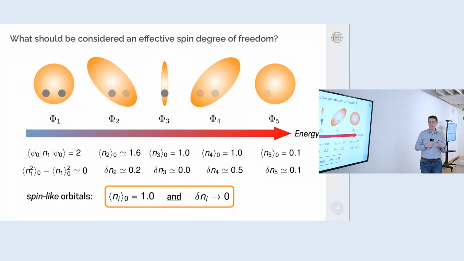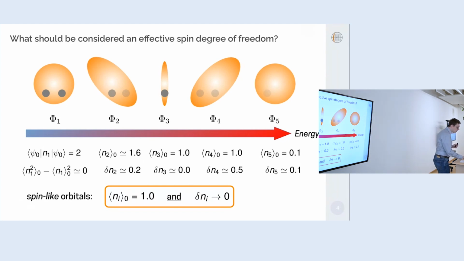What we're actually interested in is, for example, this narrow orbital where we have an expectation value of 1, but also basically no fluctuation. That is typically the shape of the orbitals we deal with in magnetic materials, like narrow d and f orbitals. So what we would consider an effective spin degree of freedom is something like orbital phi 3: narrow, one electron in there, and no fluctuation of the electron occupation number. So we want to find these kinds of orbitals.